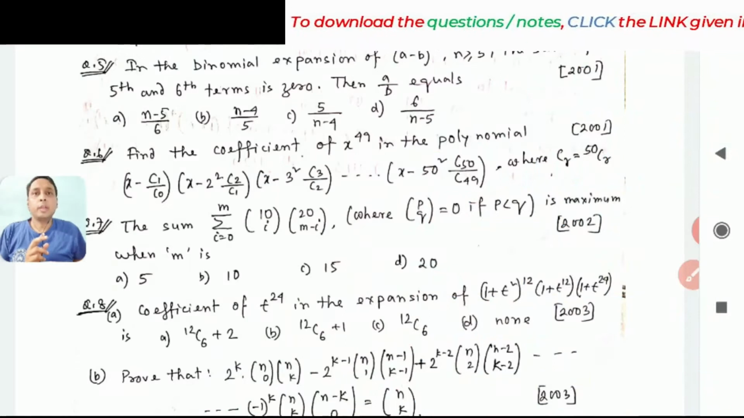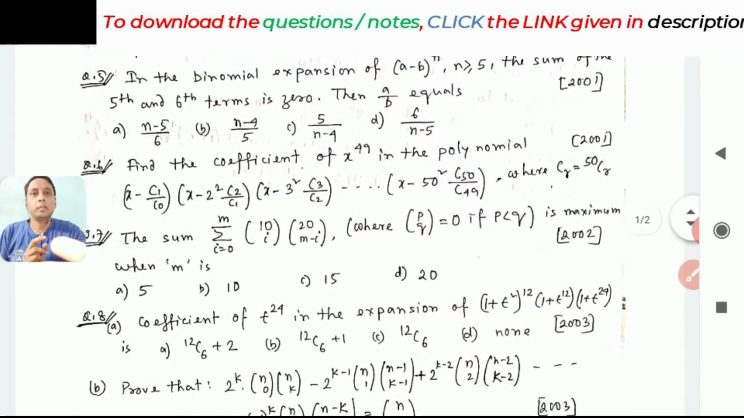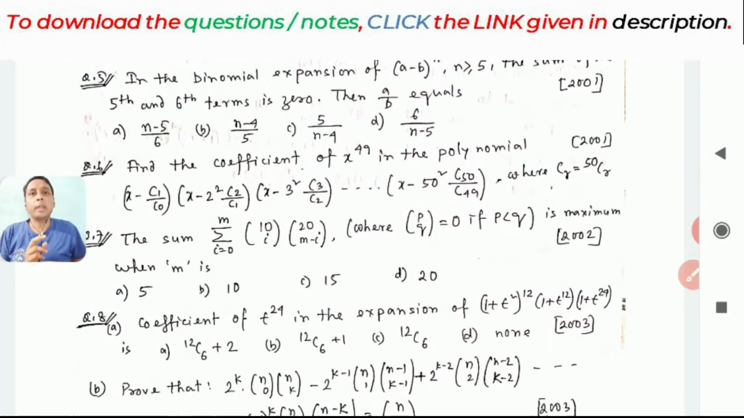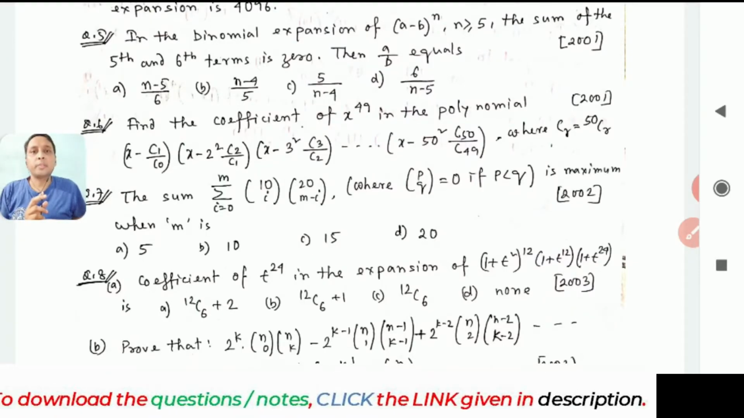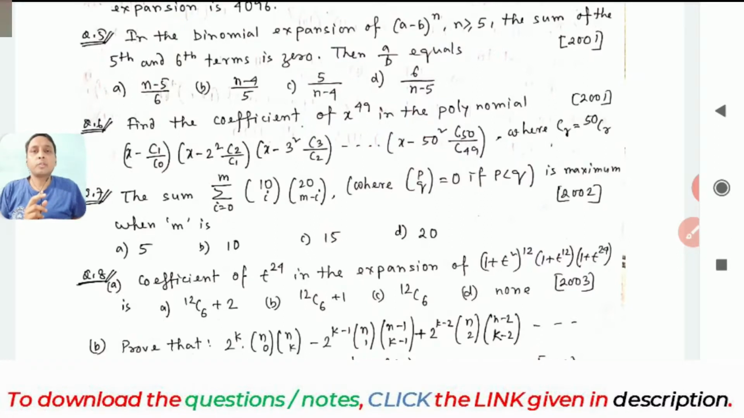Okay students, I welcome you to the second lecture of this advanced level. Here we are solving IIT JEE questions. So today we will be solving question number 5 onwards, so 5, 6, 7. Okay then, let's try to solve these questions.